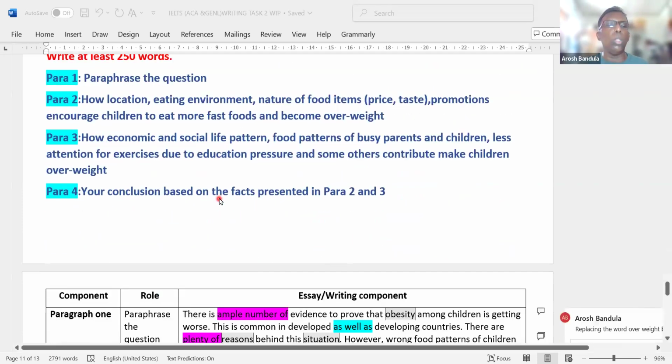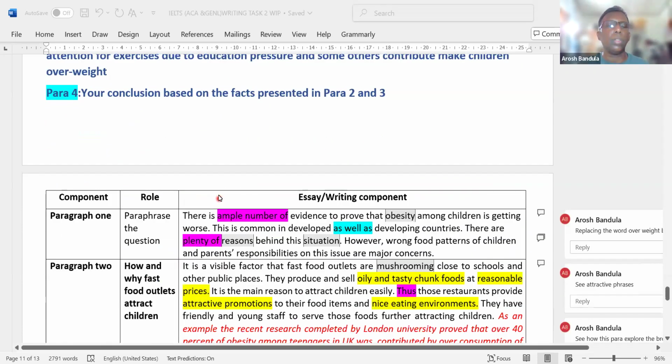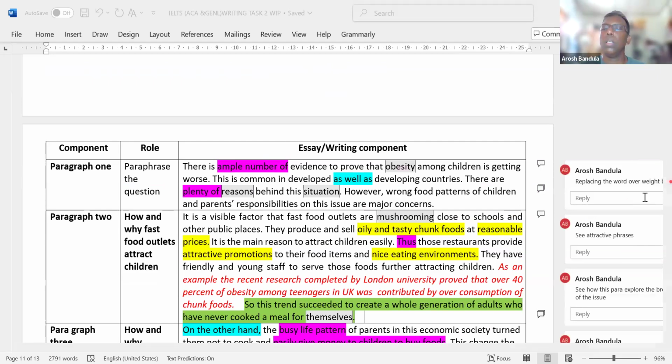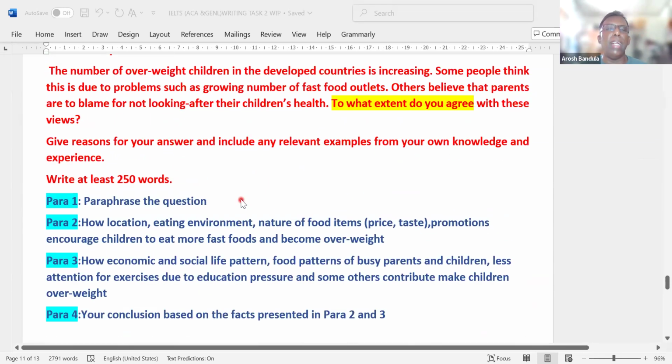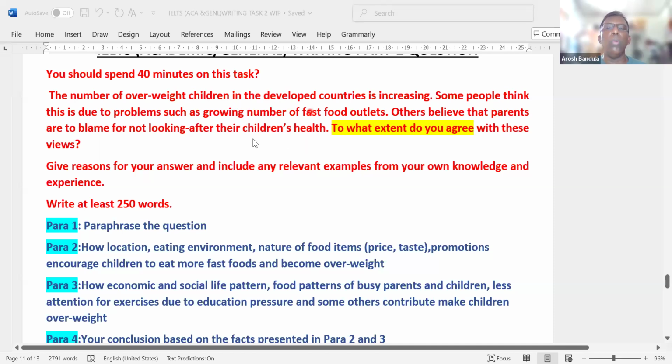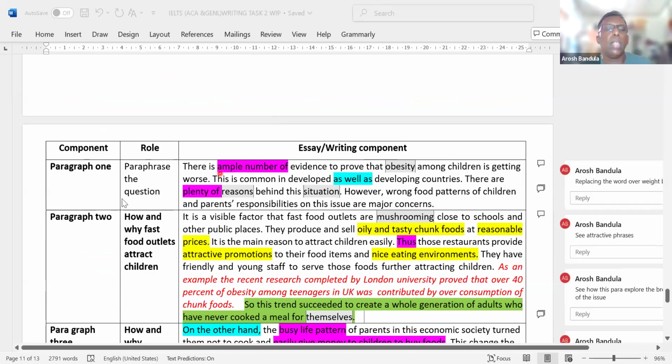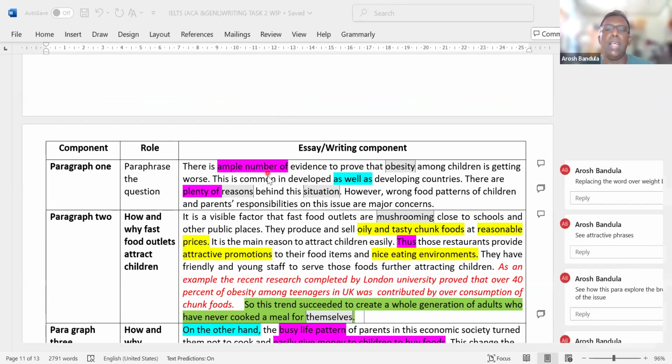Now I will slowly move to the model answer to show you how this answer should be. You see the way I paraphrase. Now keep this question in your mind. Have your book in front of you and keep this question in front of you, then you can follow this answer. You can see paragraph 1, which paraphrases the question. You see the way I paraphrase the idea of the question in my own words.